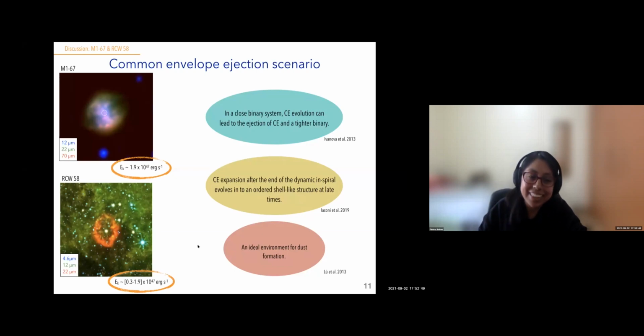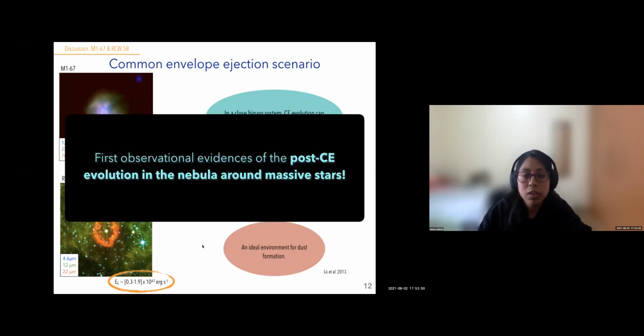Also, lastly, the ejected common envelope systems have been shown to be an ideal environment for dust formation. In conclusion, our analysis allows us to propose N167 and RCW58, as well as their progenitor stars, as first observational evidence of the post-common envelope evolution in the nebulae around massive stars. And that's it. Thanks for your attention.